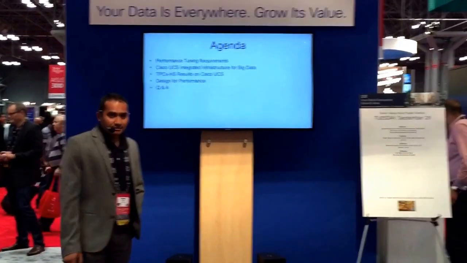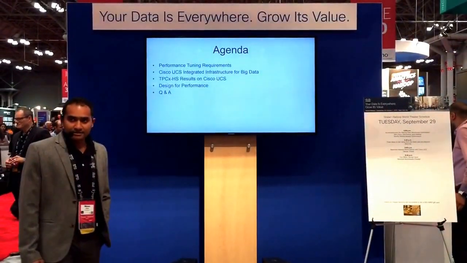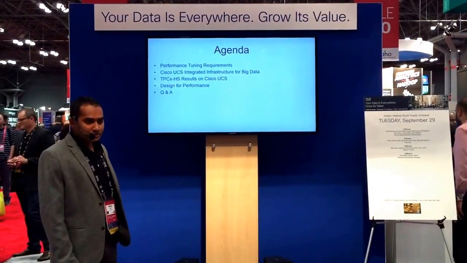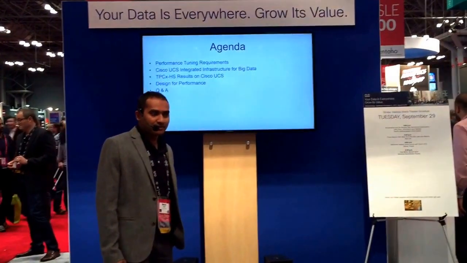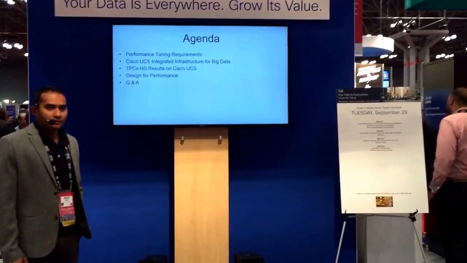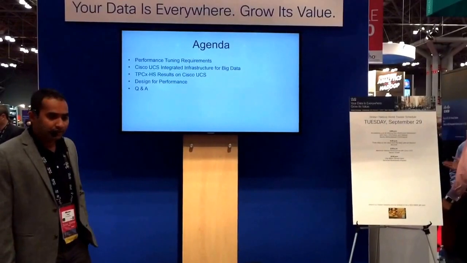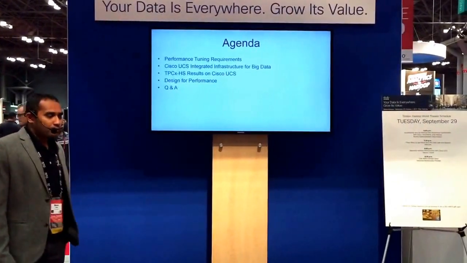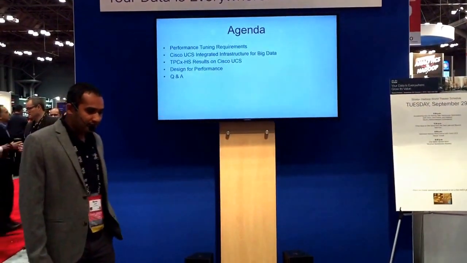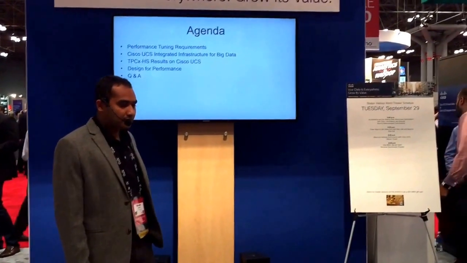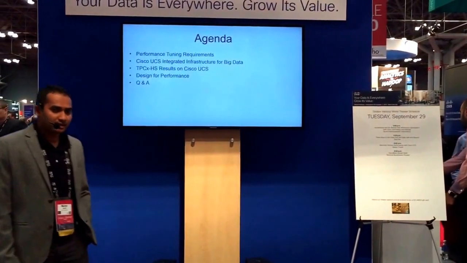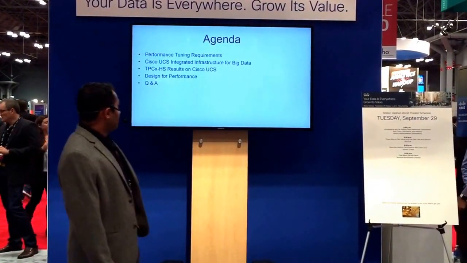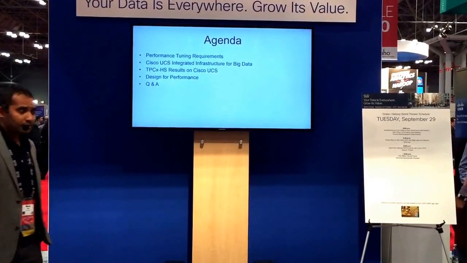So let's go through a little bit of the agenda for today's session. The first item is performance tuning requirements on Cisco UCS. We'll go through a little bit on infrastructure level tuning, and we'll talk more about software level tuning also. Second, we'll discuss more in the context of Cisco UCS Integrated Infrastructure for Big Data, what it is, and what reference architectures we have. Third, we'll discuss TPCx-HS.